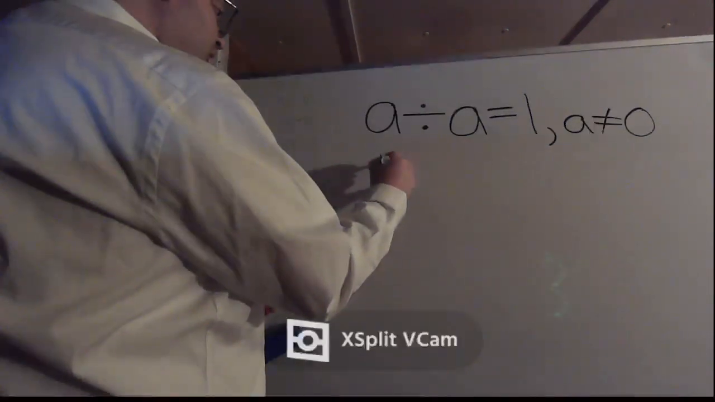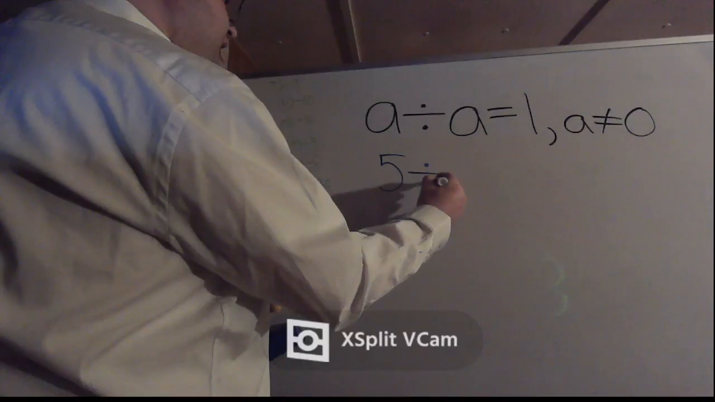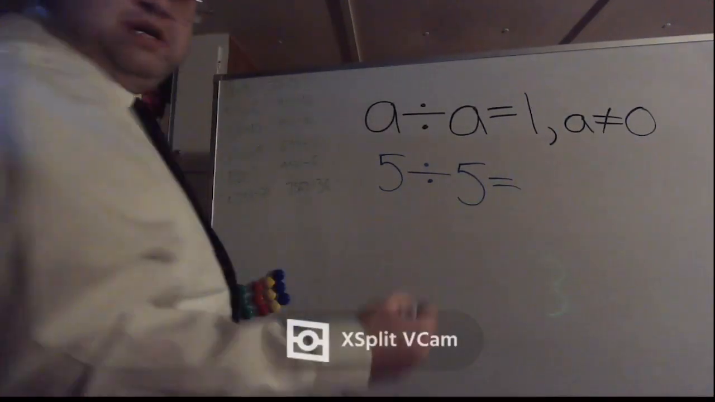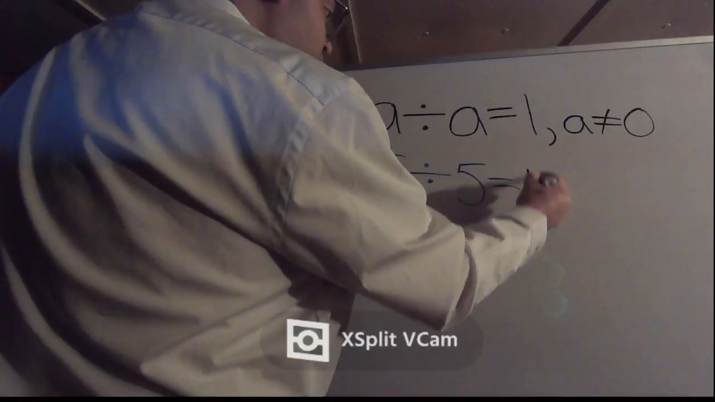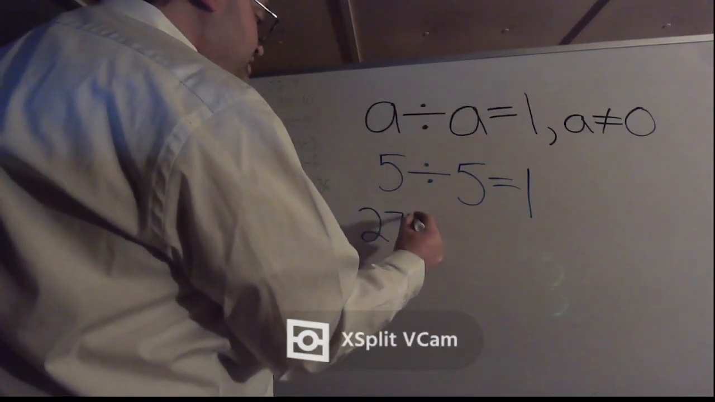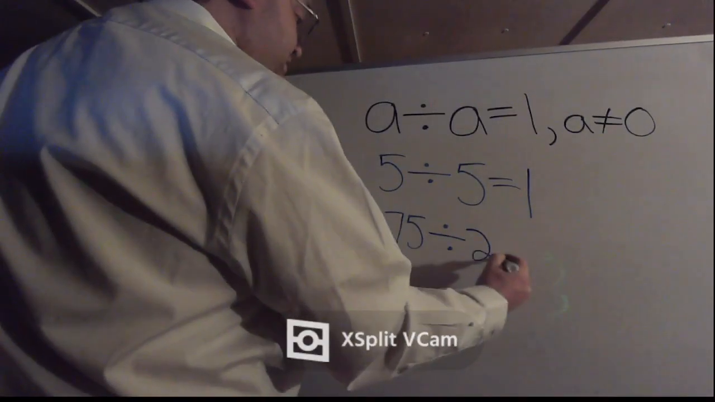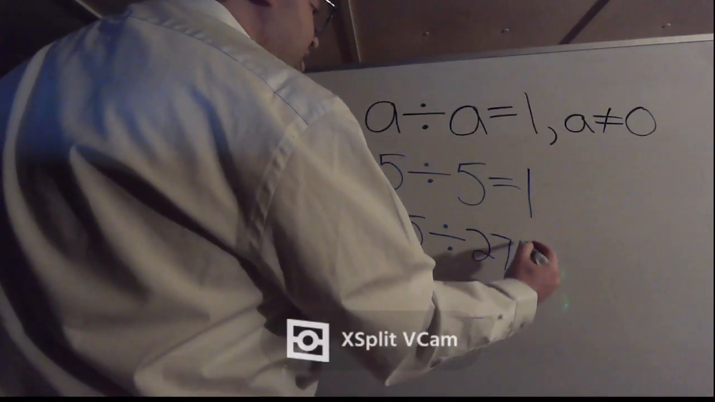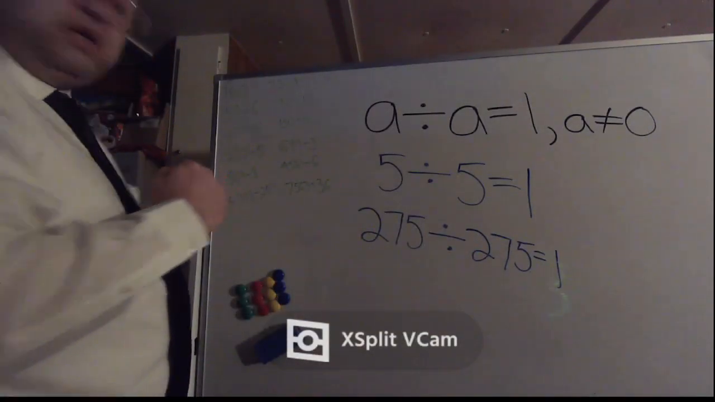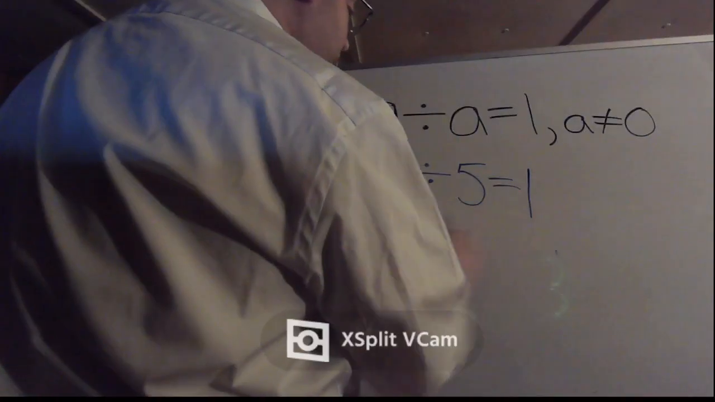So I take 5 and I divide that by 5. Any number divided by itself is 1. I take 275. I divide that by 275. What am I going to get out of that? 1. Any number divided by itself is 1. Also simple enough, right?